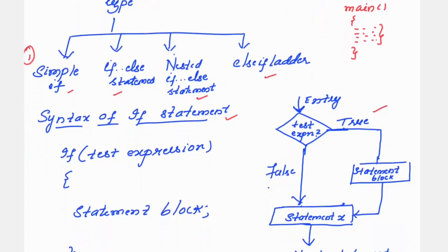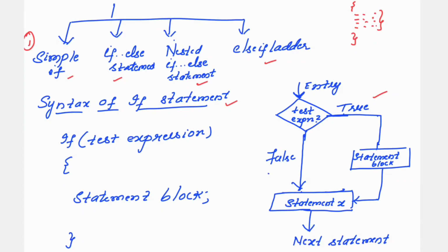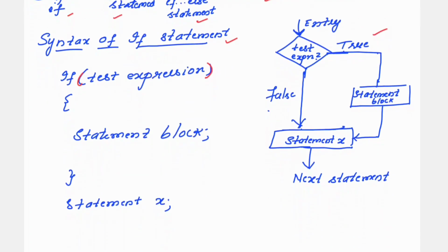We have the simple if first. For the simple if statement, the syntax is: you write if followed by the test expression in brackets, then you have a statement block. That means this statement block is inside the flower braces. It can be one statement or more statements in this statement block. Then we have the statement X. Let me explain with the flowchart here.